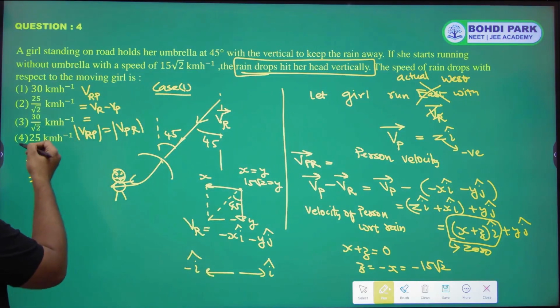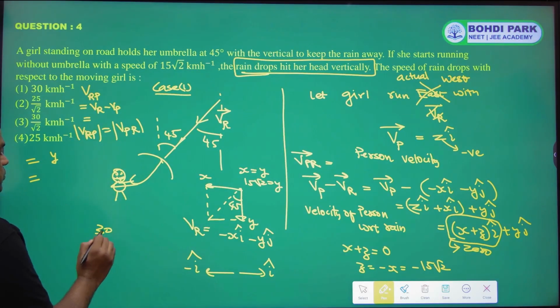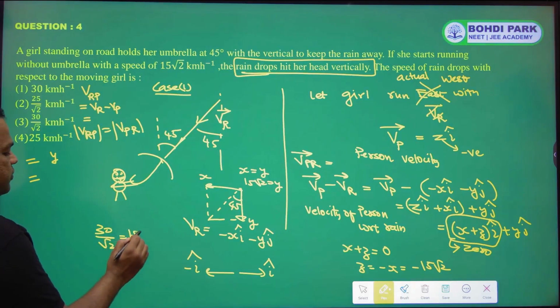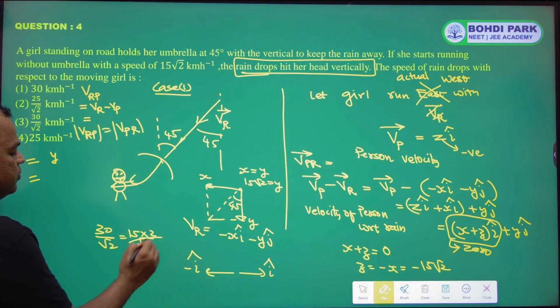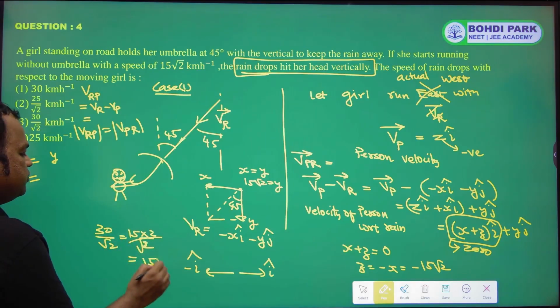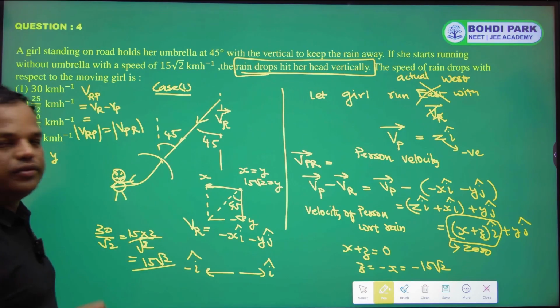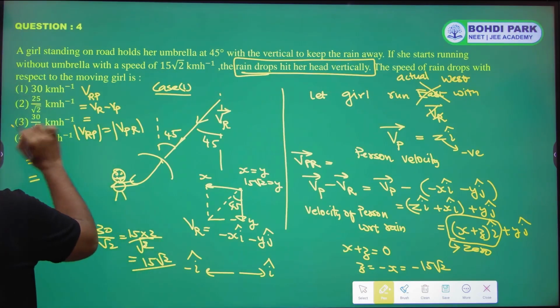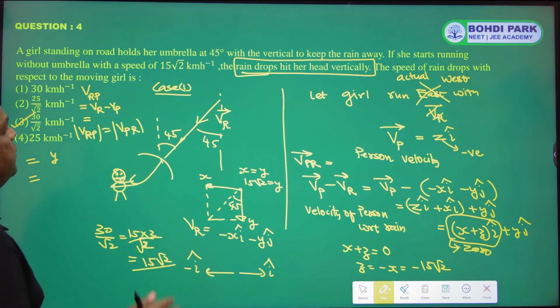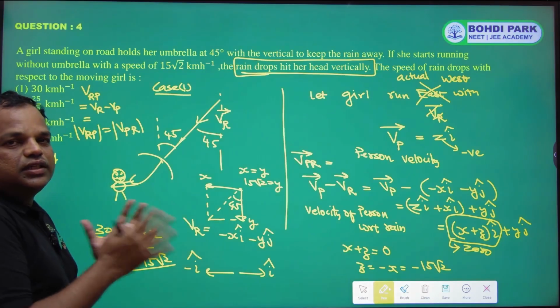So that is 30 by root 2. 30 by root 2 is 15 into 2 by root 2. So this is 15 root 2. Okay, clear? So third option. So you can remember this as a trick, short trick.